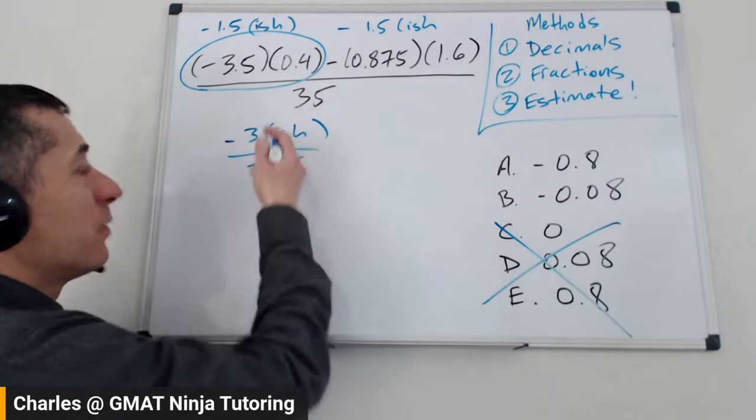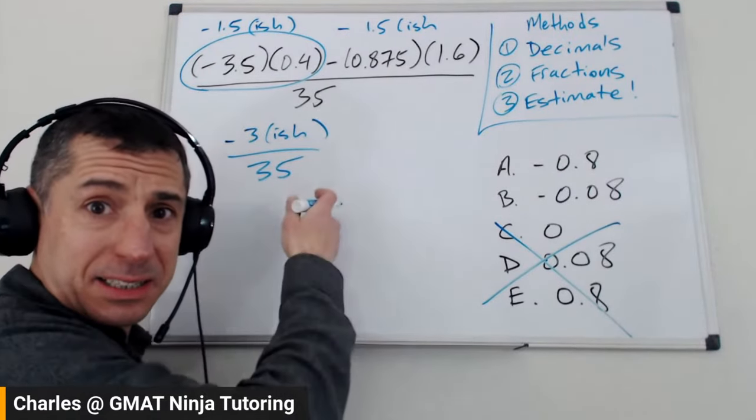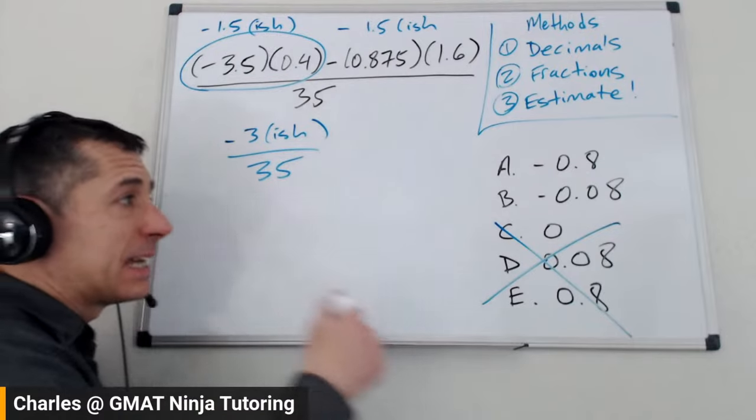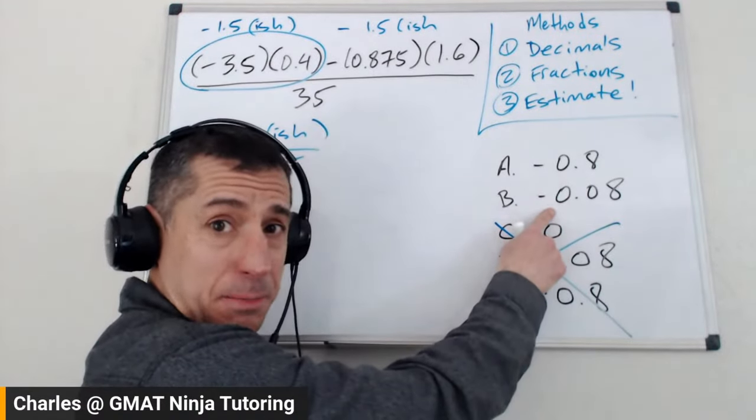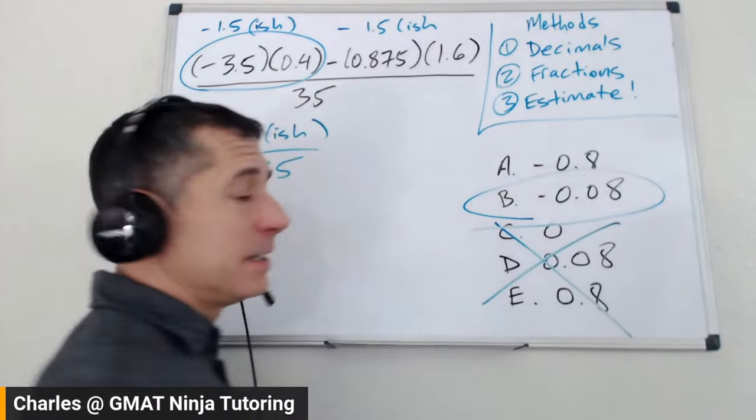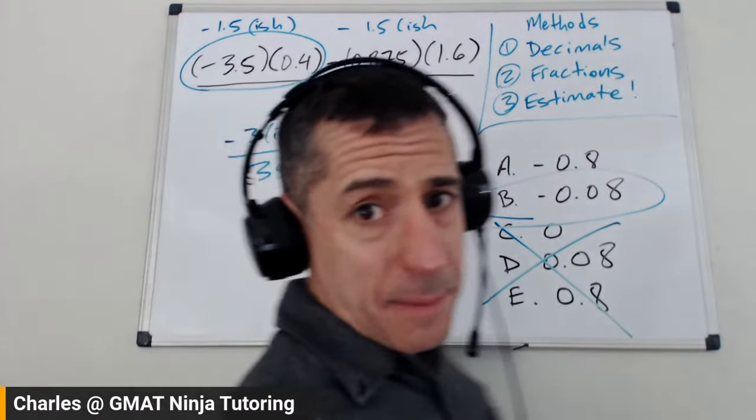Divided by 35, well, 3 over 30 is a tenth. This is less than a tenth, again, but negative. This is awfully close to 1. I want something that's close to a tenth, but negative. Done. B, no pain. Not bad at all.